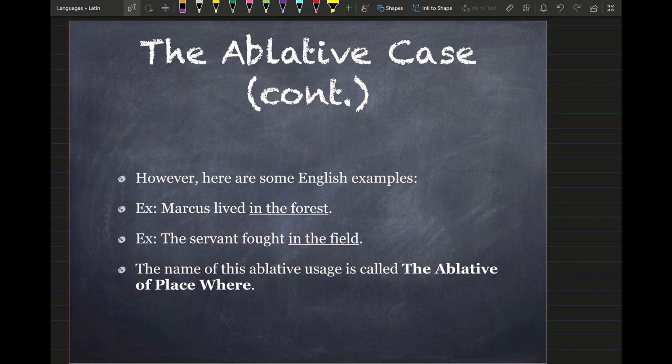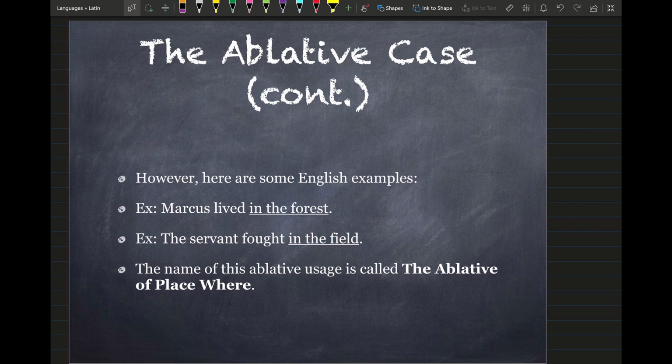The ablative case, continuing on. However, here are some English examples to express this. Marcus lived in the forest. Okay? This prepositional phrase in English is telling us location. The servant fought in the field. Again, in the field is location, telling us where something happened.